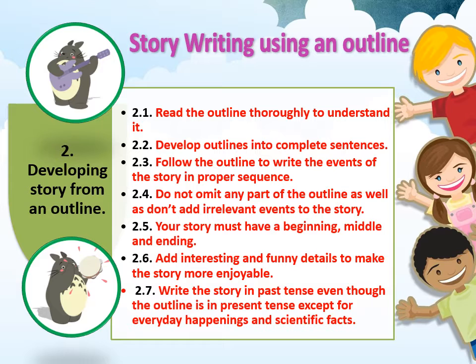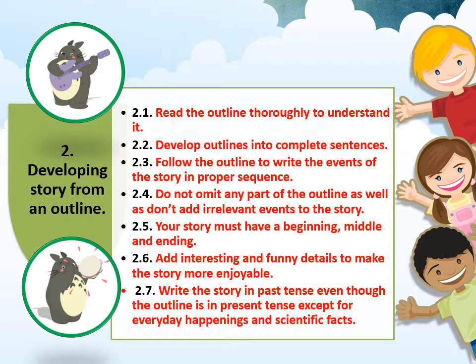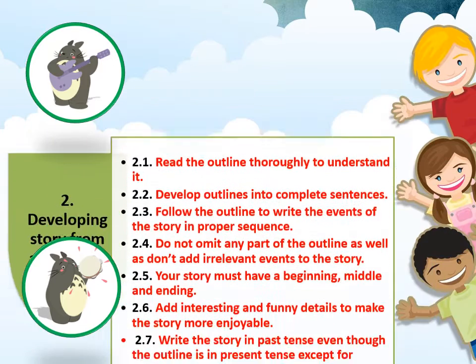Follow the outline to write the events of the story in proper sequence. Do not omit any part of the outline as well as don't add irrelevant events to the story. If you omit any part of the outline, the story will lose its flow. If you add irrelevant details to the story, the beauty and continuity of the story will be at stake. Your story must have a beginning, middle, and ending.